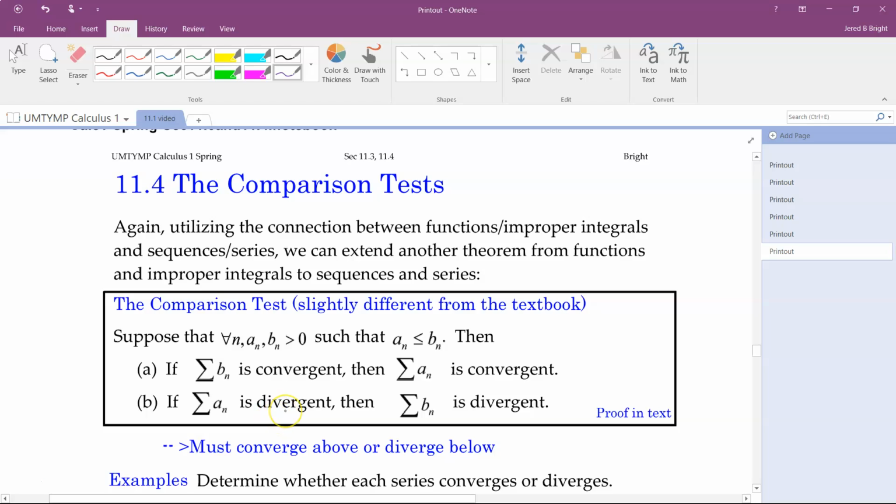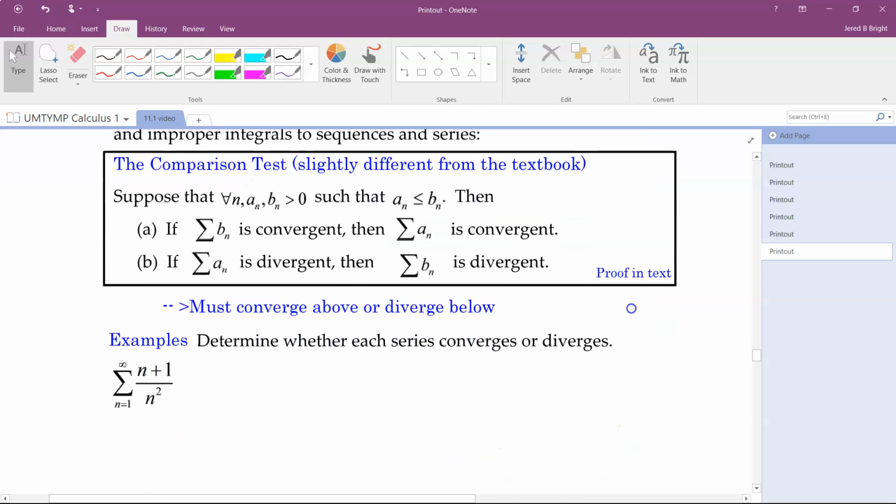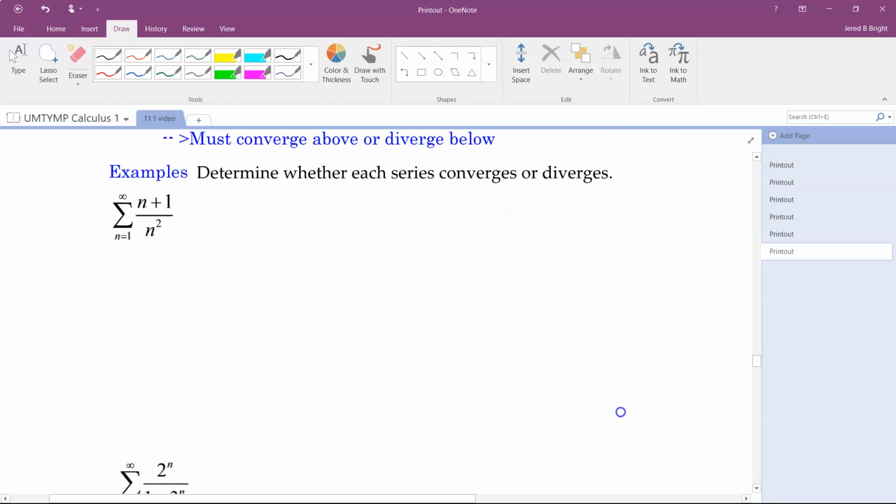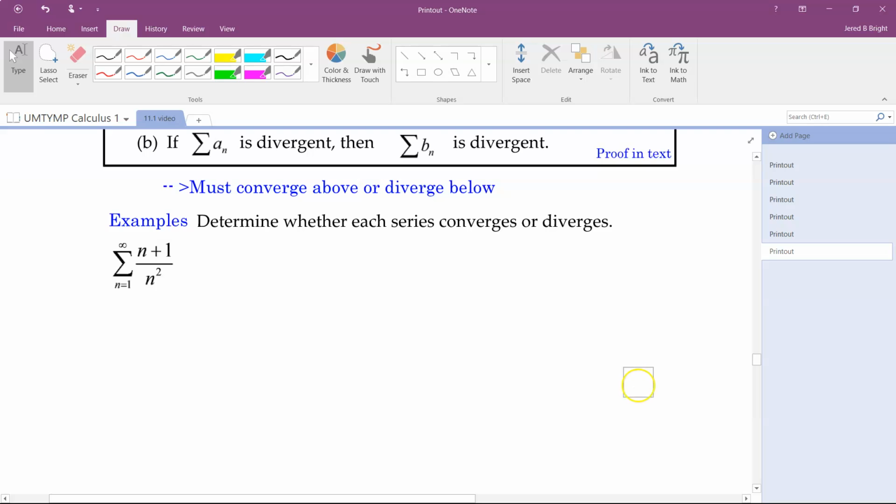Similarly, if the series an, which is the smaller one, diverges, then the larger one diverges. So if we're looking at convergence, we have to have convergence above to prove convergence of the one we're interested in, and if we have divergence of the smaller one, divergence below, then the larger one is also going to diverge. Okay, so we just want to go through a couple examples here. I'm going to do one, and you're going to do the second. So is this first one going to converge or diverge?